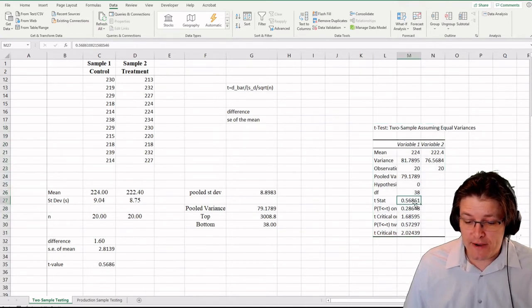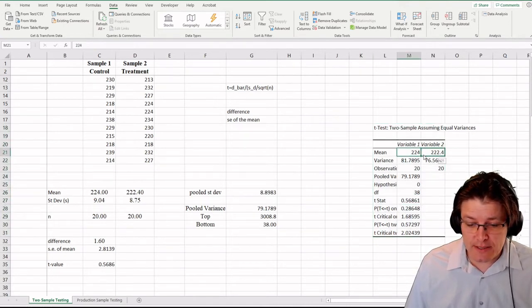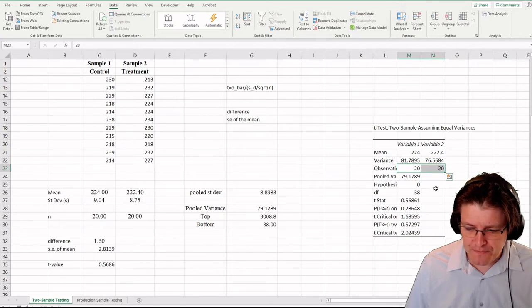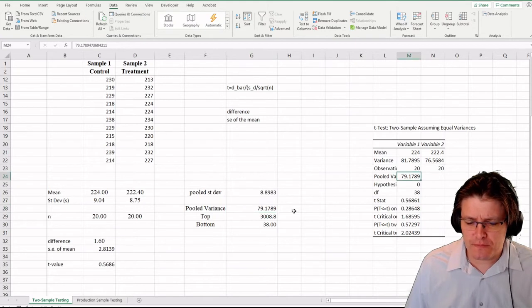And what do we find? We find it gives us the means. Okay, we get variances. We're not directly using those, but observations. We get a pooled variance that looks familiar. Okay, we could take the square root of these variances and get our standard deviations.